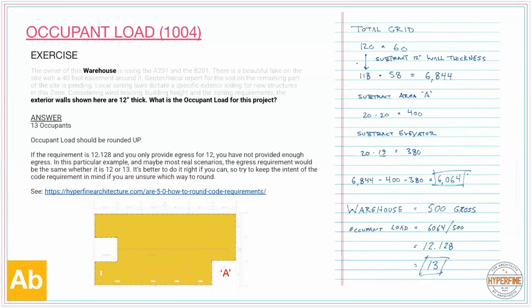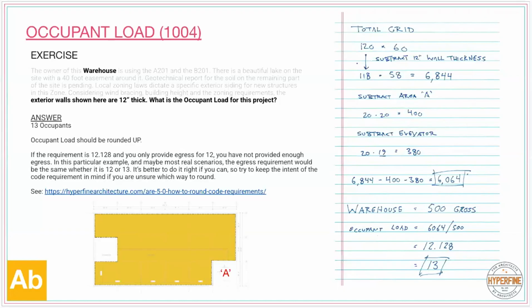So there's a warehouse, which is in that table. Let me actually look it up over here myself. And you can see my math over here. So 500 gross. Basically, the entire thing was 120 feet by 60 feet. You have to subtract a little area down here because it's not in the footprint. You have to subtract the elevator. That works out to 6,064 square feet. The warehouse is a 500 gross factor. So you take 6,064, divide by 500, you get 12.128. You round up to 13.